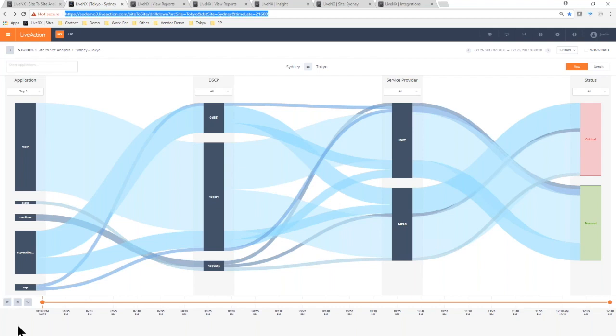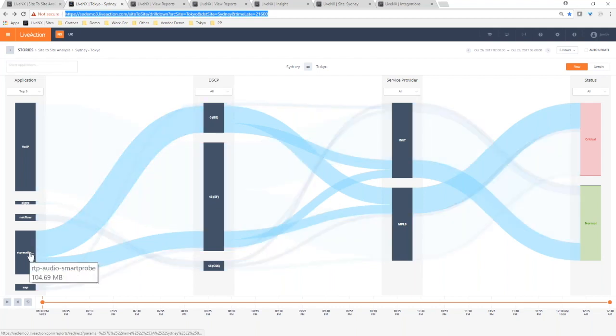So it's pretty exploratory. It's kind of fun, actually. So you can look at different applications. For example, RTP audio. It's getting marked as best effort and also as EF, which is a little bit interesting, but it's taking various paths like internet and MPLS, and some are normal and some are critical. So it gives you visibility of what's happening over time as well. At the very bottom, you can see the time bar.